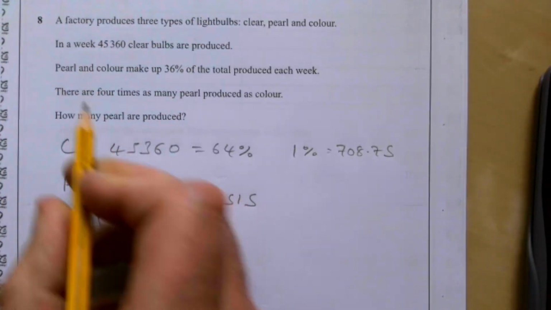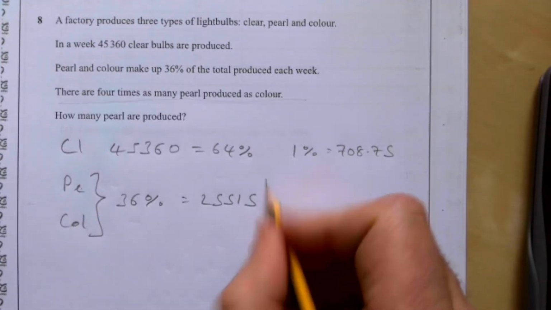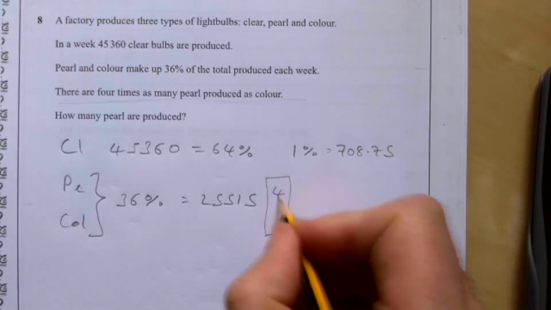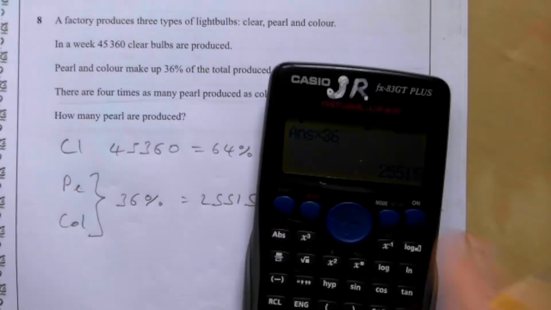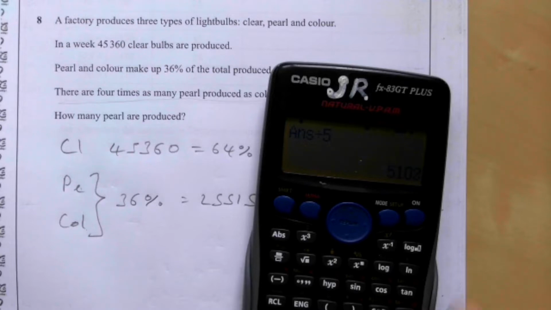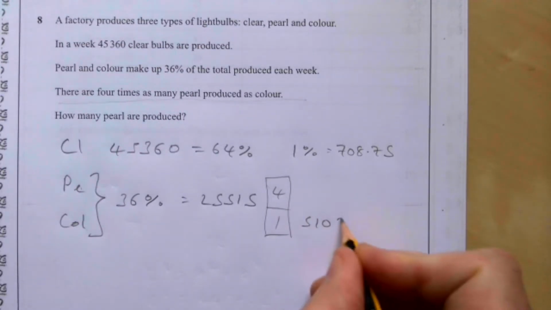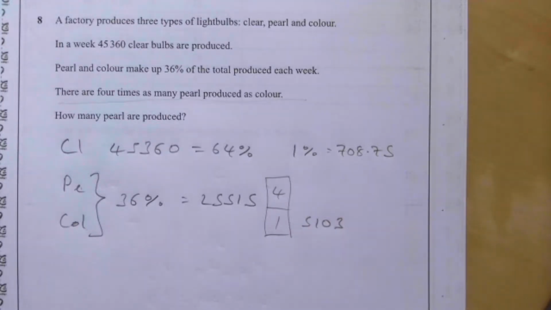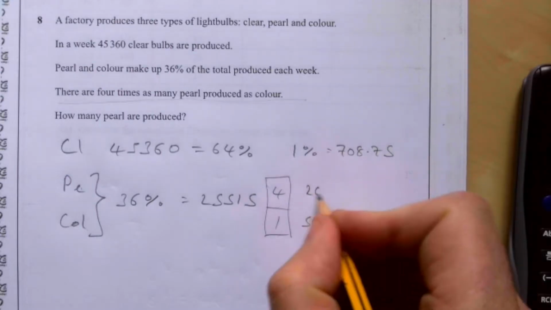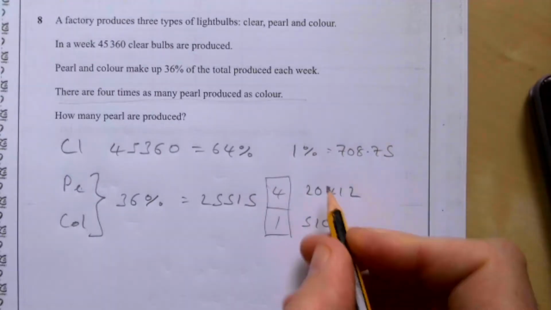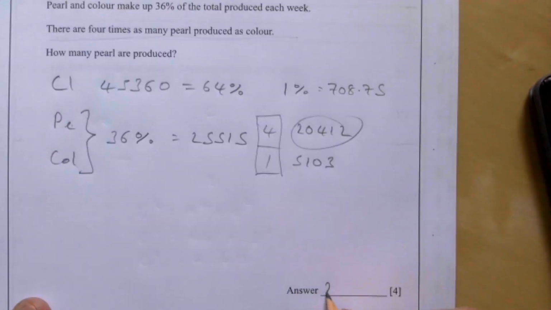Now it says there are 4 times as many pearl as there are colour, so they're split in the ratio 4 to 1, so there's 5 parts there, and we need to divide this by 5. That gives me 5103. So that would mean there'd be 5103 colour, and then there'd be 4 times that, which is 20,412. They want to know how many pearl are produced, so it's 20,412.